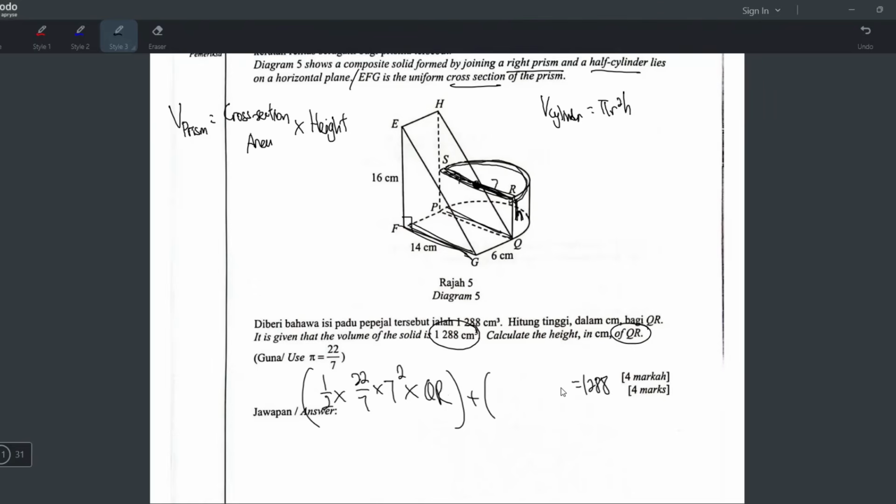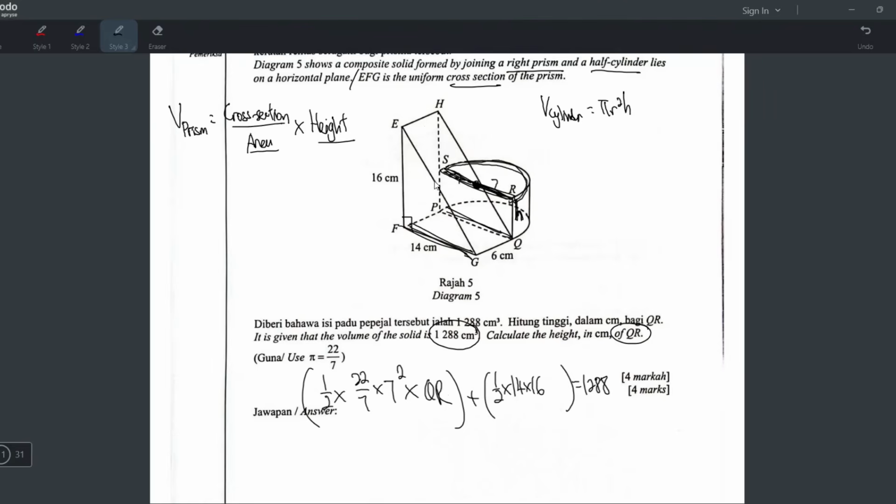Plus the volume of right prism. Okay, volume of right prism, I told you already. Volume for right prism or any prism is taking the cross section area times height. Cross section means keratan rentas. The cross section is the right angle triangle in this case. So just find out the area of this triangle and then times with the height, which is 6. So it'll be 1/2 times base times height, times 14 times 6.